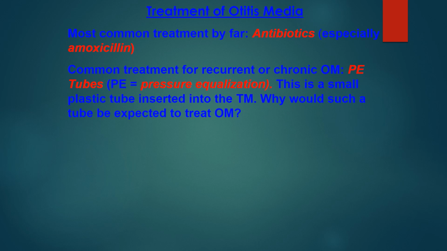The most common treatment by far is antibiotics. The commonest treatment for recurrent chronic otitis media is a PE tube, pressure equalization tube, and this is a small plastic tube inserted into the tympanic membrane.